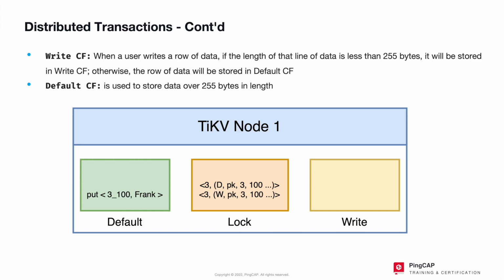This is a continuation of the previous slide. Think of it as column family trivia. So the write column family. When a user writes a row of data, if the length of the row is less than 255 bytes, it is stored in the write column family. Otherwise, the row is stored in the default column family. Default column family, used to store data greater than 255 bytes in length.